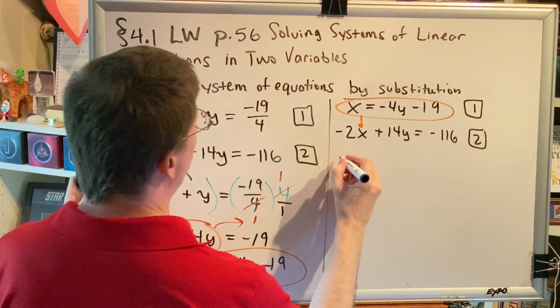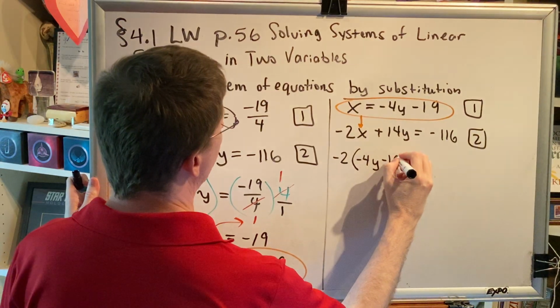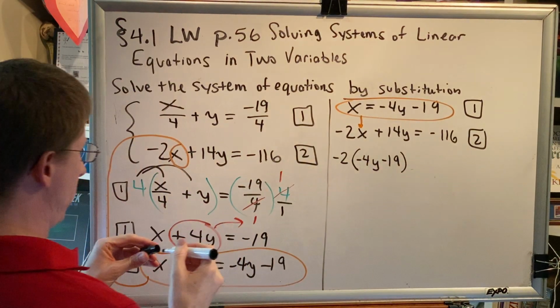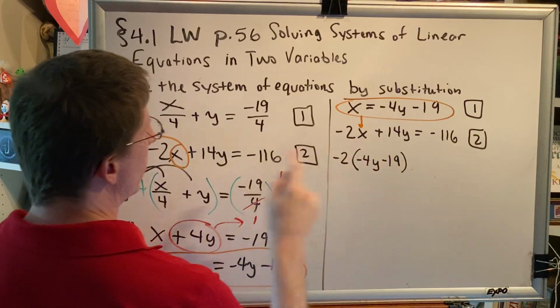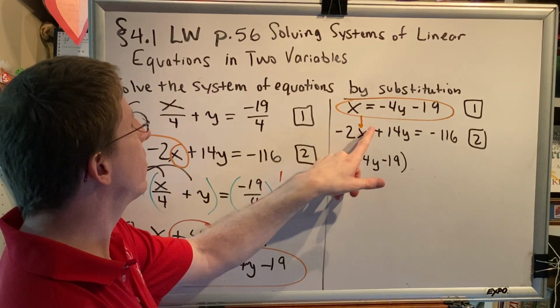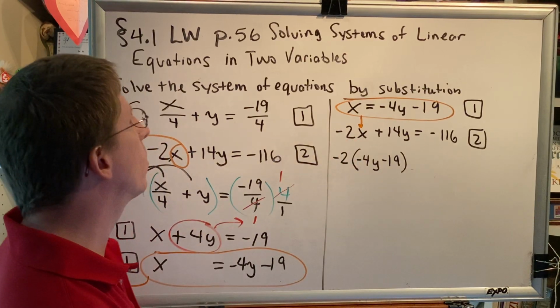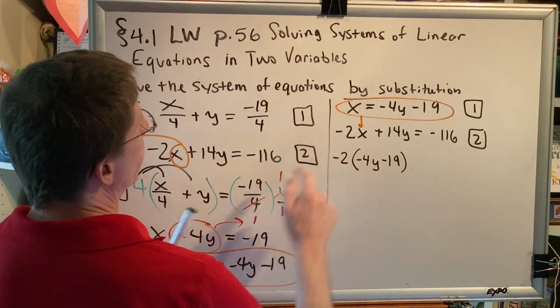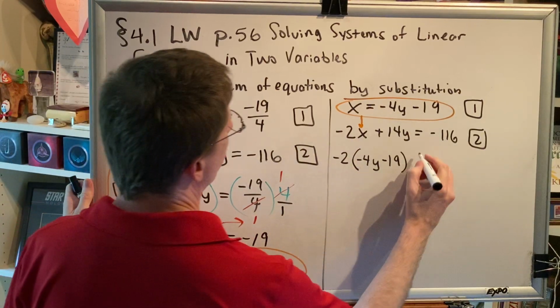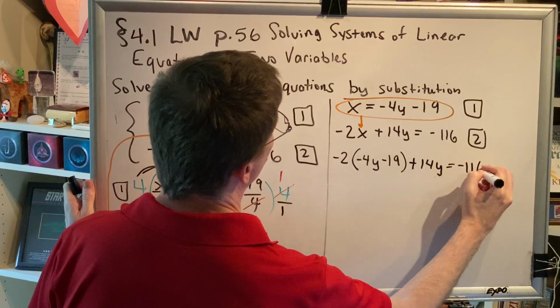So then we get negative 2 times negative 4y subtract 19. Notice the use of parentheses here. When you replace something with something new in algebra, you need parentheses if the thing you're replacing has an exponent or has a multiplying value or is being subtracted. Well, in this case, we have a multiplying neighbor here, so parentheses are required. Plus 14y equals negative 116.